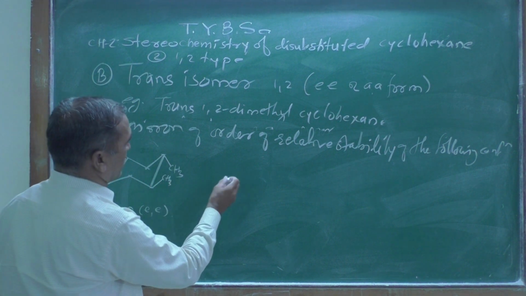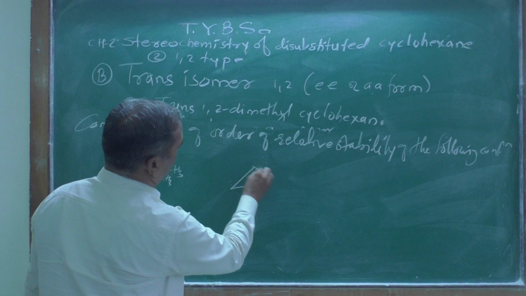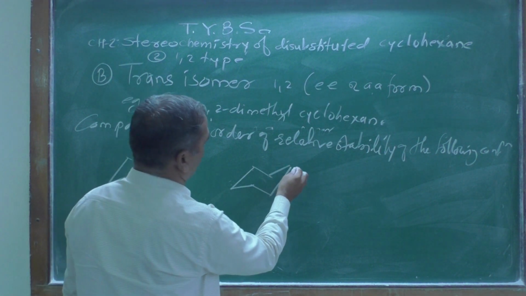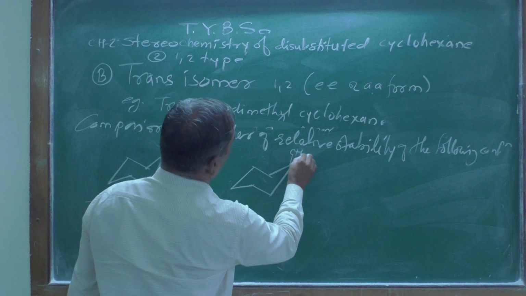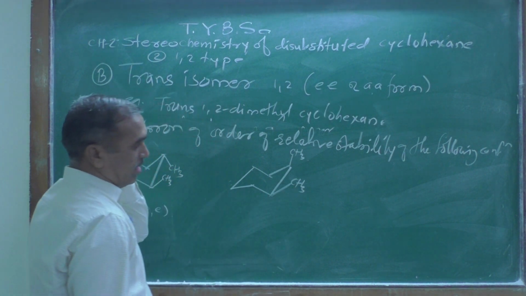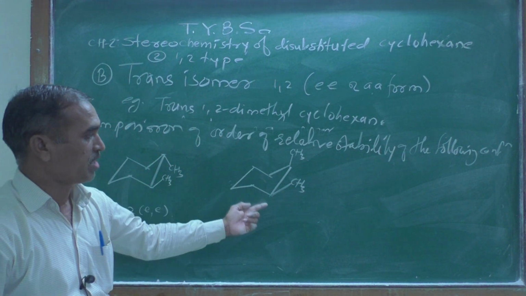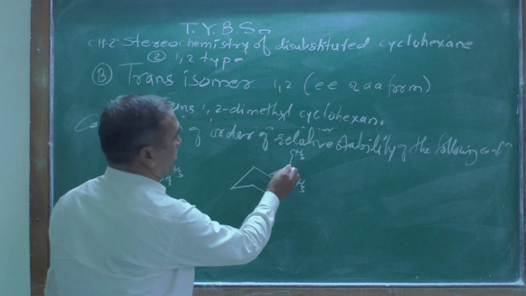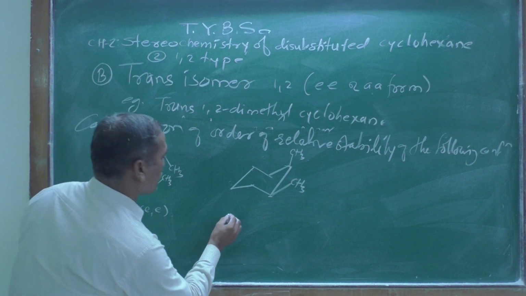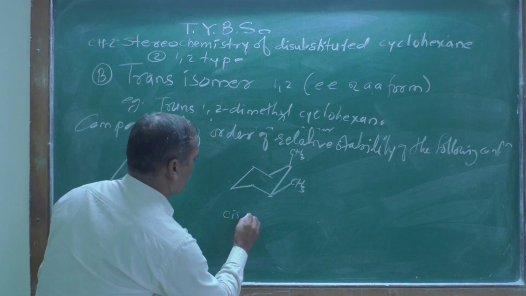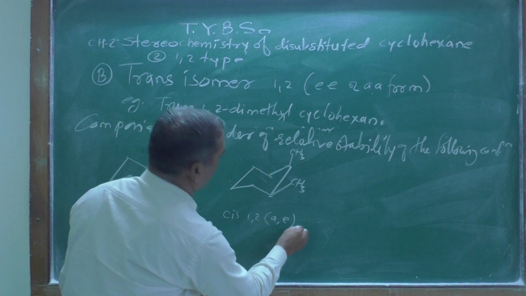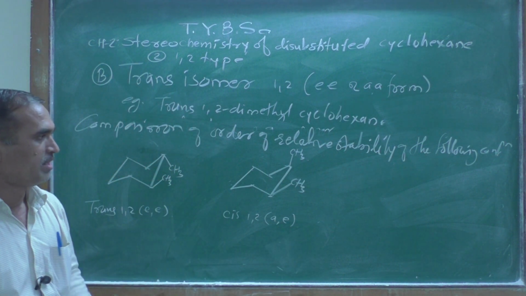Now let us look at another conformation which we got here. Suppose we have one methyl here, and another one here, at axial position and equatorial position. What is this? One methyl group is above the plane, another is also above the plane, and therefore we can call it cis 1,2. What kind of form is it? It is an EE form or EA form, right?